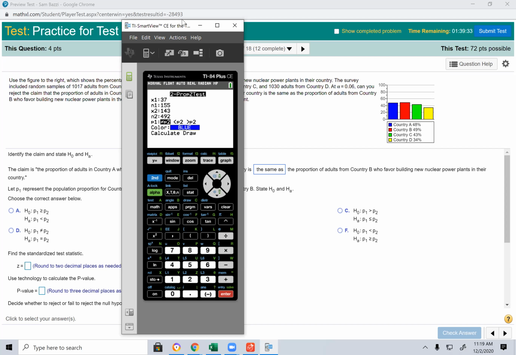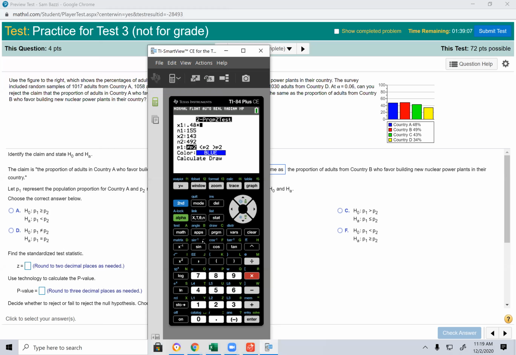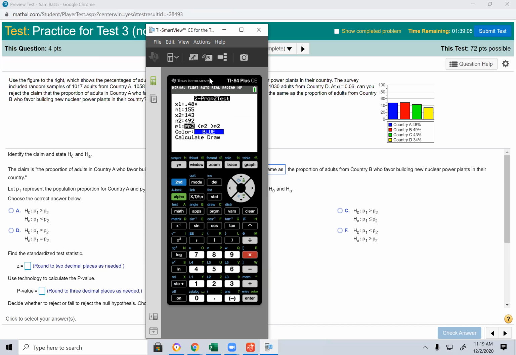Okay, we need country A and country B. He didn't give me X1, guys, but he gave me country A to be 48%. So look what you do. You take the 48% and multiply by the total from country A. And how much was country A? He says 1,017. Sometimes he'll give you the X values, other times he doesn't. So enter. You see, it's a decimal, so I have to make it a whole number, 1,017.